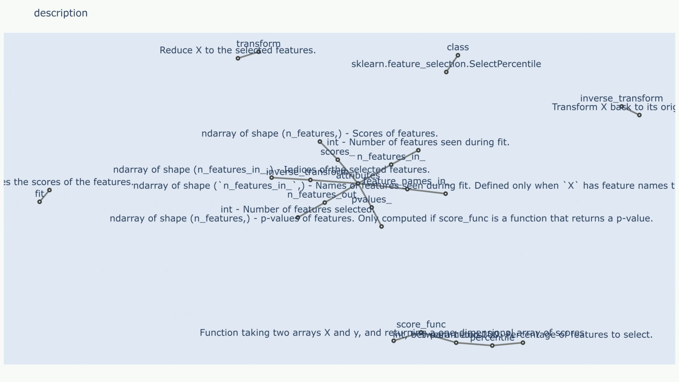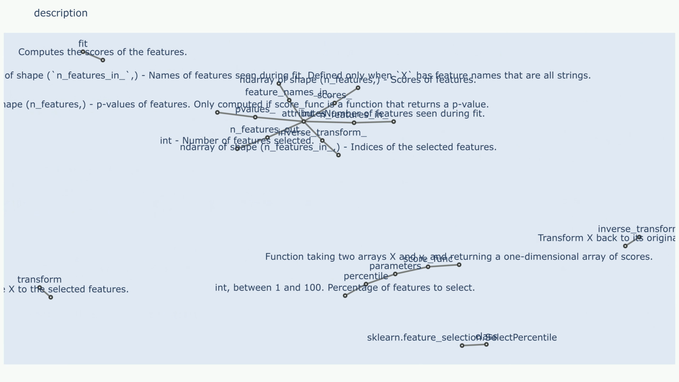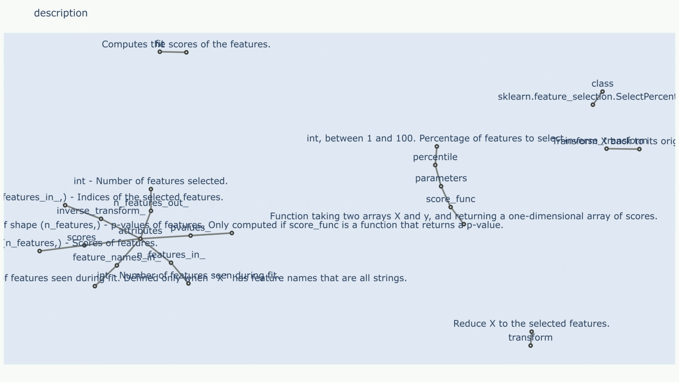Key parameters. score_func: the scoring function to use for feature ranking. Common options include f_classif for classification problems, which calculates the ANOVA F-value. mutual_info_classif estimates mutual information between features and the target variable. chi2 for categorical features and target calculates the chi-squared statistic. f_regression for regression problems calculates the ANOVA F-value. mutual_info_regression estimates mutual information between features and the target variable for regression.